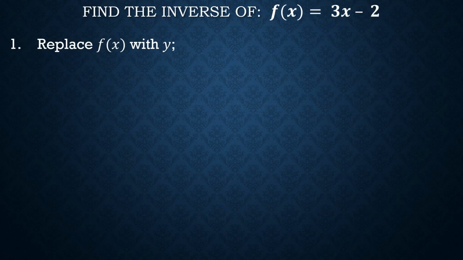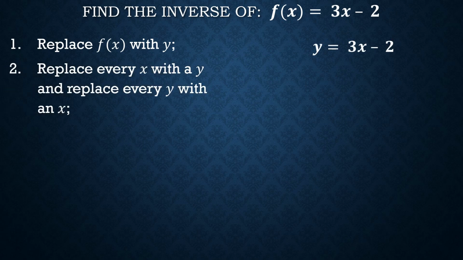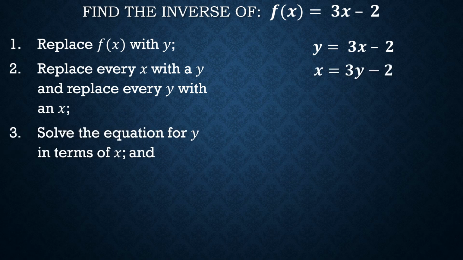this example. Find the inverse of f of x equals 3x minus 2. So for the first step, in finding the inverse of this function f of x equals 3x minus 2, we're going to replace f of x with y. So we have y equals 3x minus 2. Step number 2, we're going to replace every x with a y and replace every y with an x. So we have x equals 3y minus 2. So, yun nga, lahat ng y ginawang x, lahat ng x ginawang y. So, yun na siya. Ang labas, we have x equals 3y minus 2.